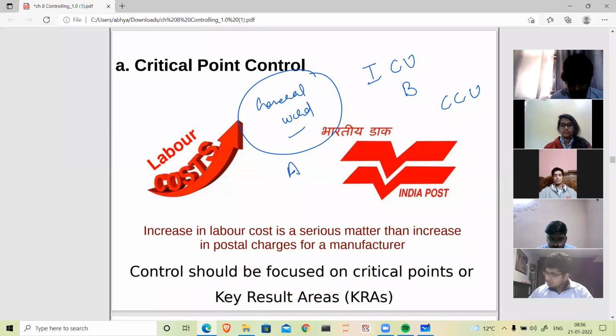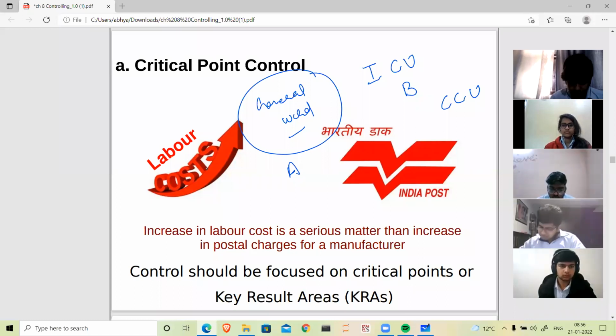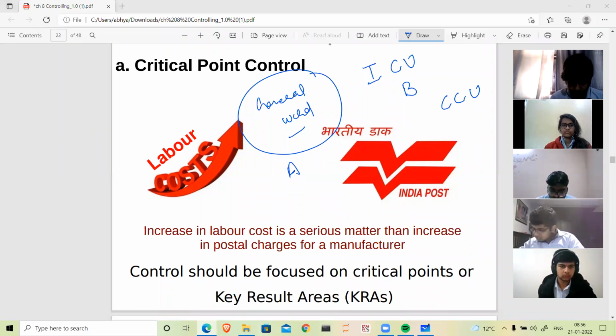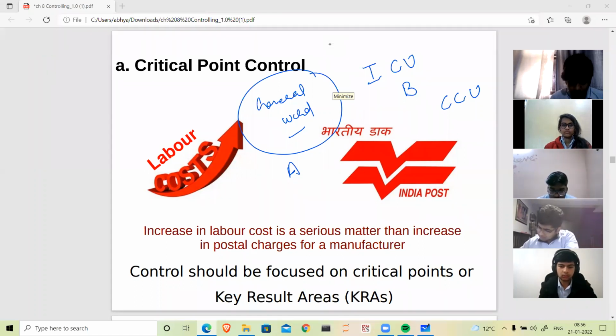Yes, Ansh Sharma, you are unmuted. Yes, ma'am. Good morning. Good morning. Could you please explain? Ma'am, in ICU there is more care compared to the personal ward. Yes, very good. Yes, Aryan Bansal, very good.